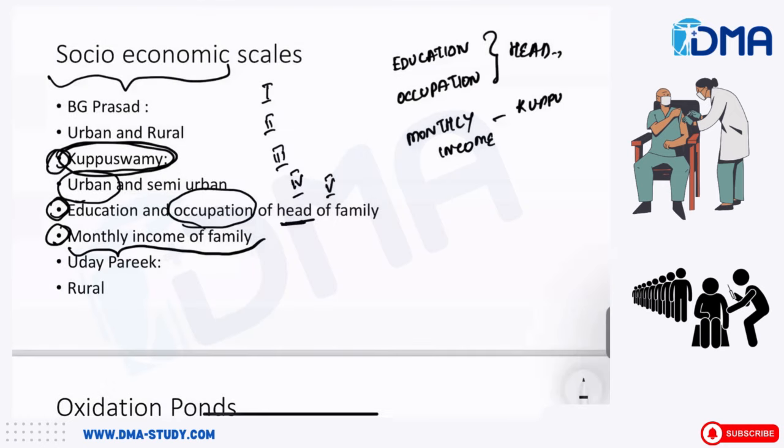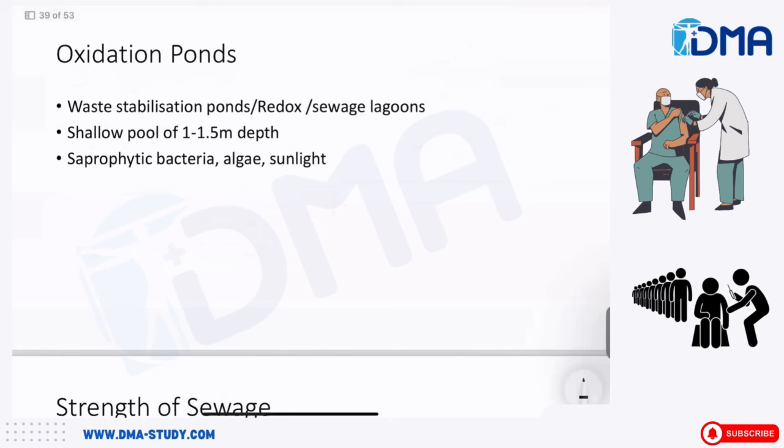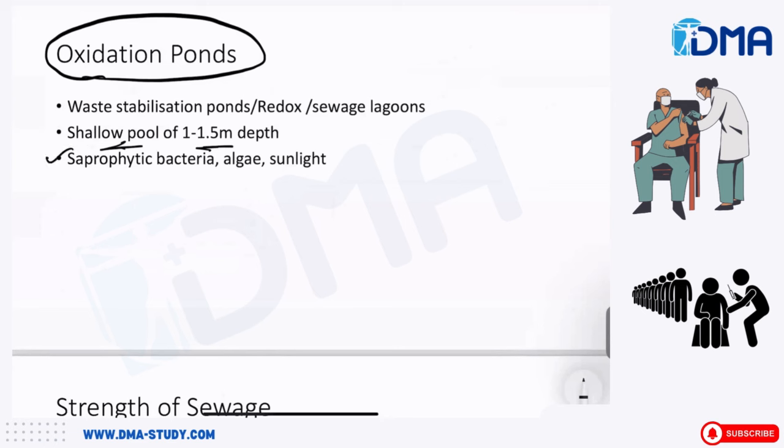And majorly it is used for urban population. So coming on to oxidation ponds in the environment, I just want you to know about a single point. See, these oxidation ponds are a shallow pool of 1.5 meters depth, and usually it contains saprophytic bacteria, algae and sunlight, so that it ferments.